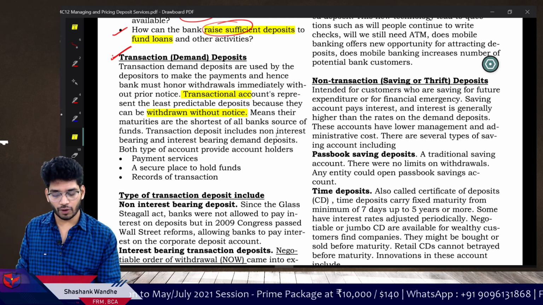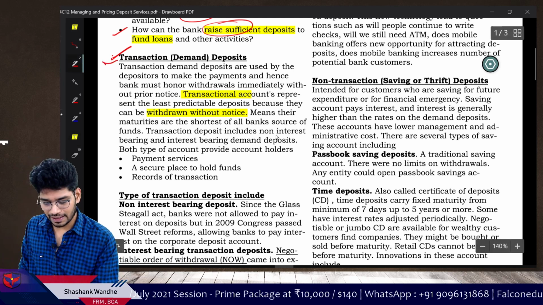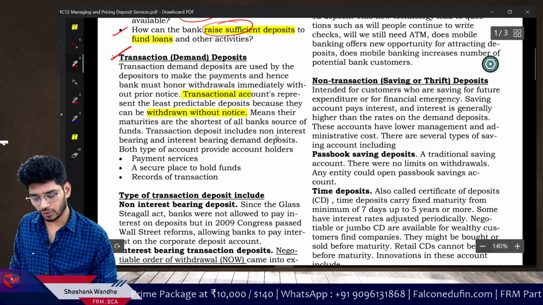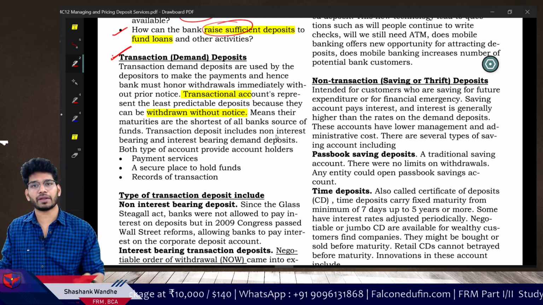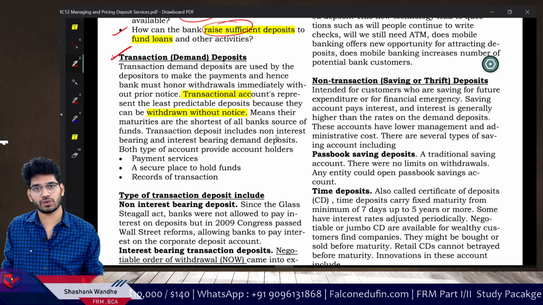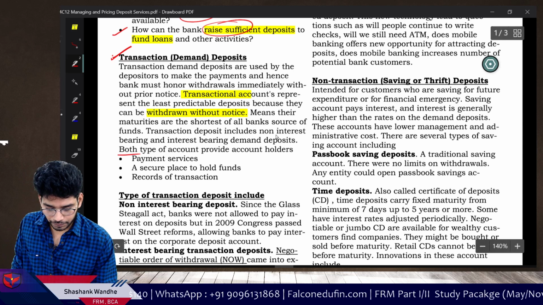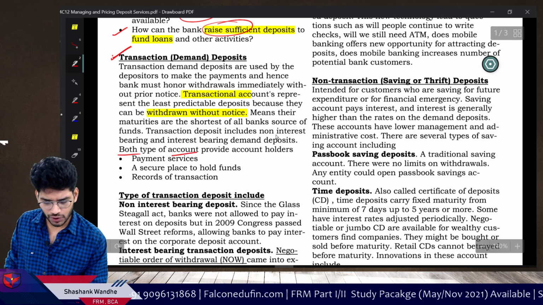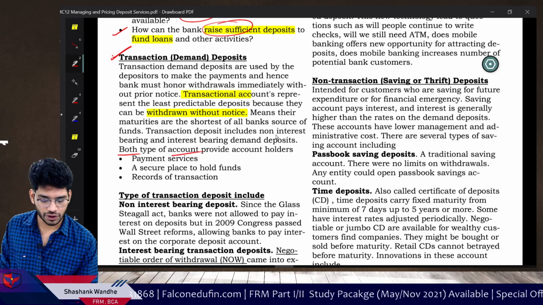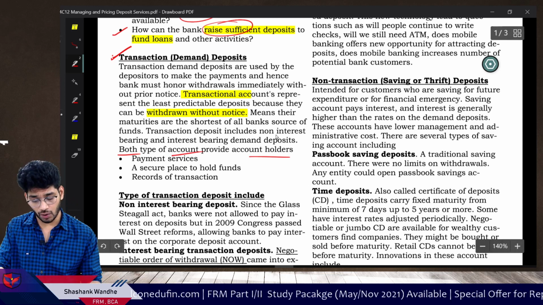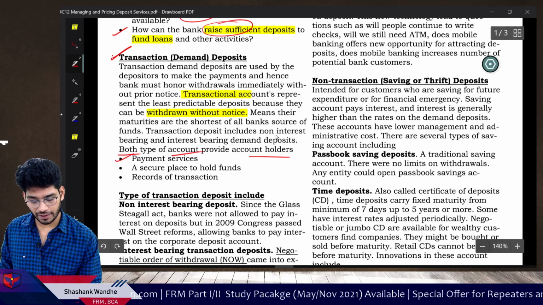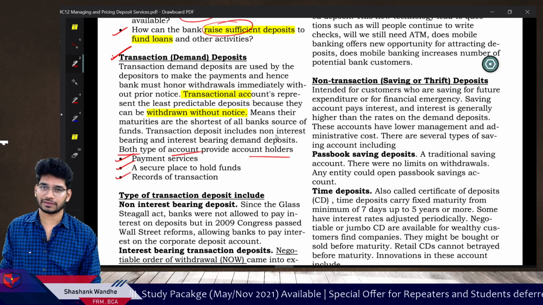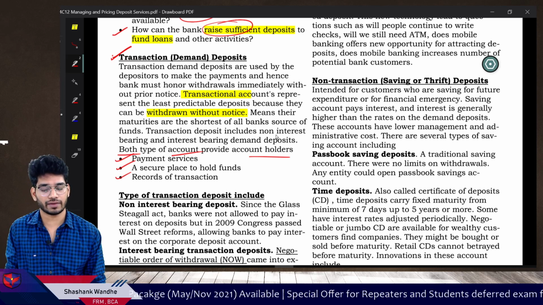So this type of points you are supposed to remember, but seeing the text, it is so small or so limited, you can remember everything. So you don't have to worry about what to remember and what not to remember. These are only 3 pages, not 15 pages, so you can remember each and everything. So both the types of accounts. These transaction deposit accounts provide the account holder these types of services: the payment services, a secure place to hold funds, and records of transactions. Again, as we discussed, nothing to explain here.